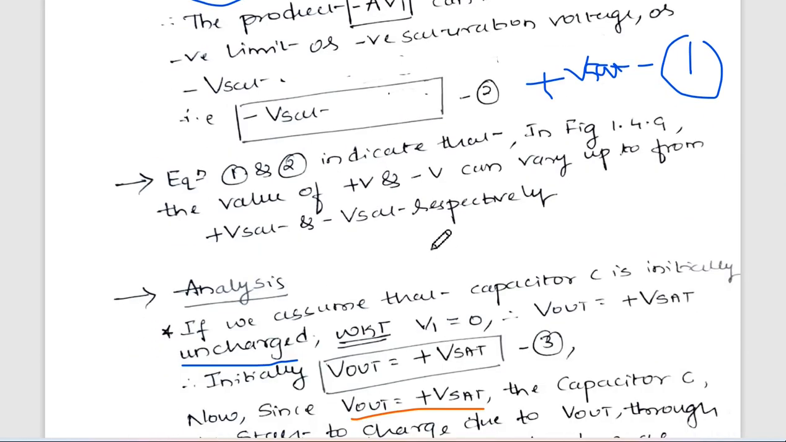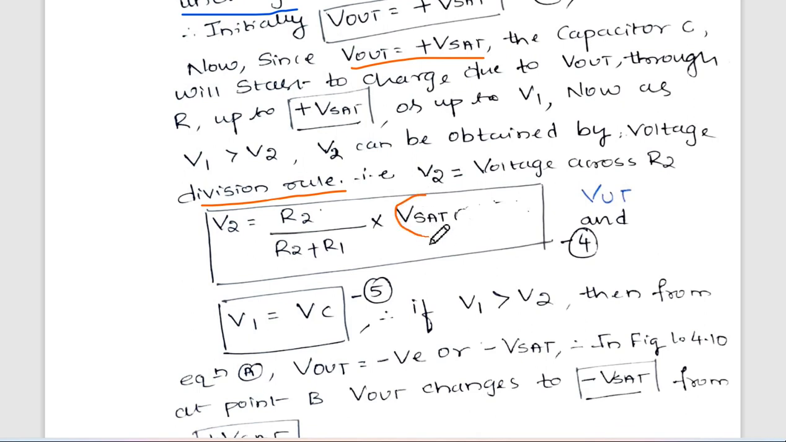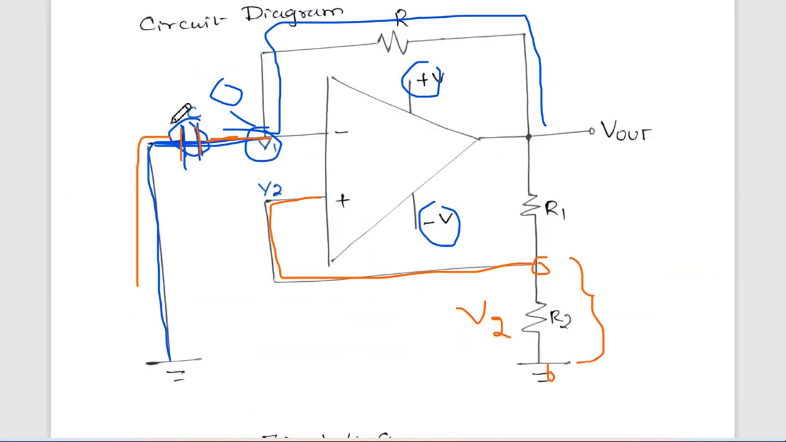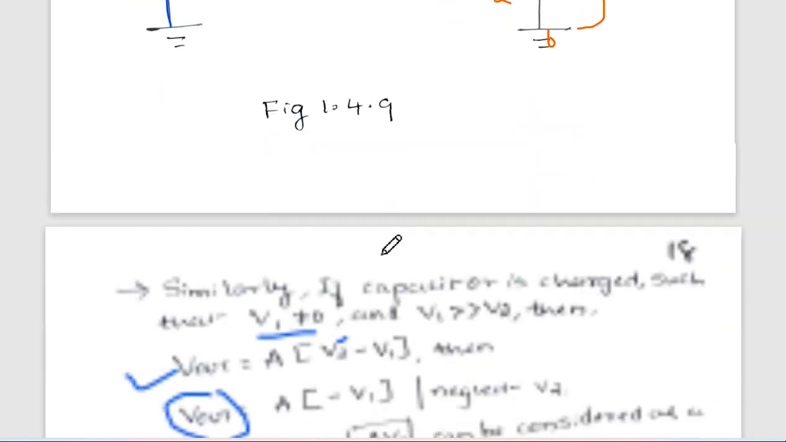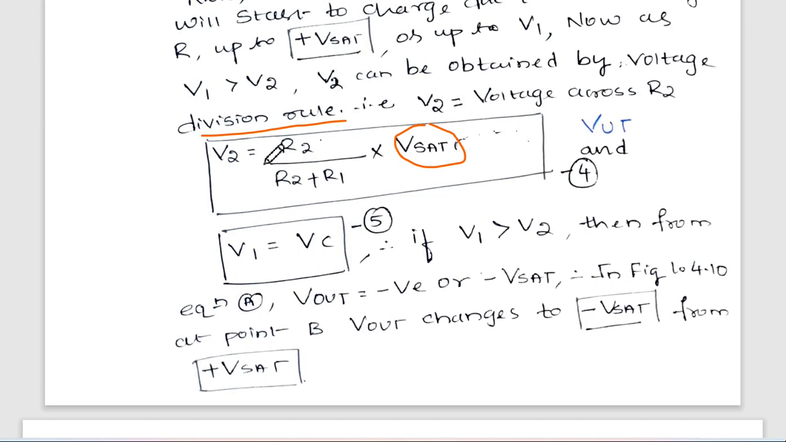Okay, so the main voltage in this case will be acting like the saturation voltage. Okay, which is going through what? Capacitor only. If it is going through the capacitor, it will charge up to Vc. So this V2 value will become what? R2 divided by R2 plus R1 into plus Vsat. In the same way, if you consider the other case, that will become minus Vsat.